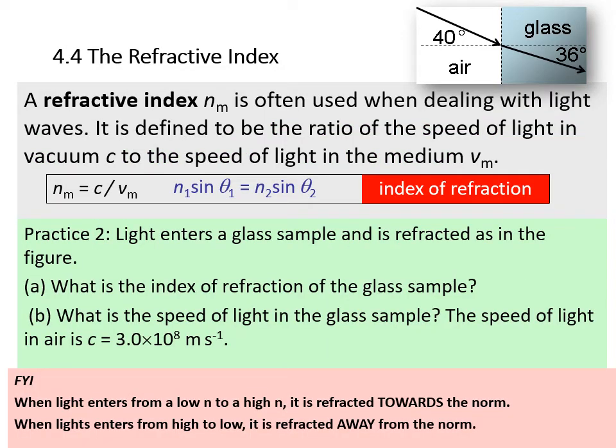A refractive index is used when dealing with light waves, and it describes the speed. It's a ratio of the speed of light in a vacuum over the speed of light in some medium.